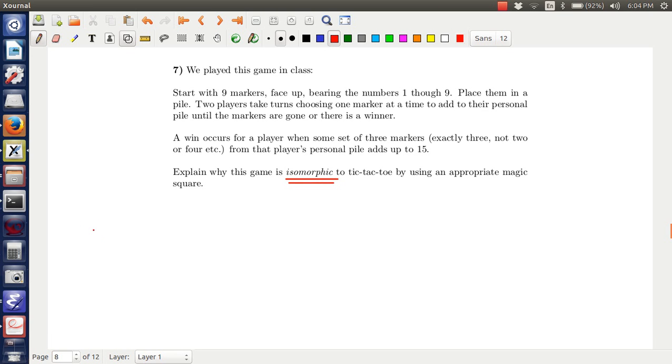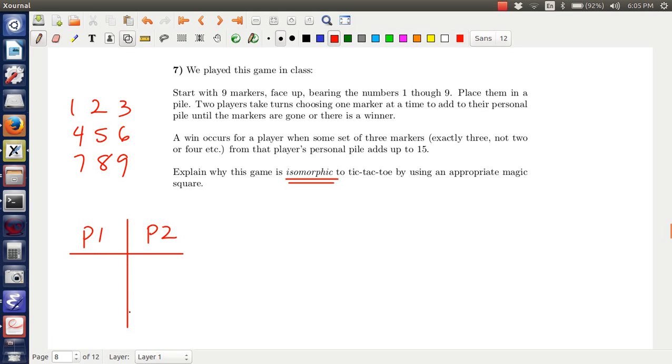The way it's played, player 1 and player 2 each take turns selecting from the following, I'm calling them markers. There are 9 numbers that can be chosen. Player 1 and 2 choose the numbers one at a time until they are gone. For example, player 1 could pick 7, then player 2 can pick 6, player 1 can pick 3, player 2 can pick 5.